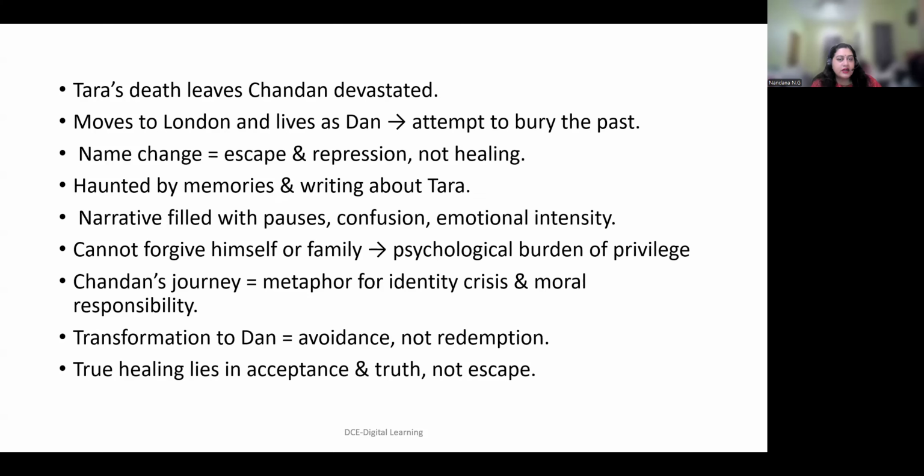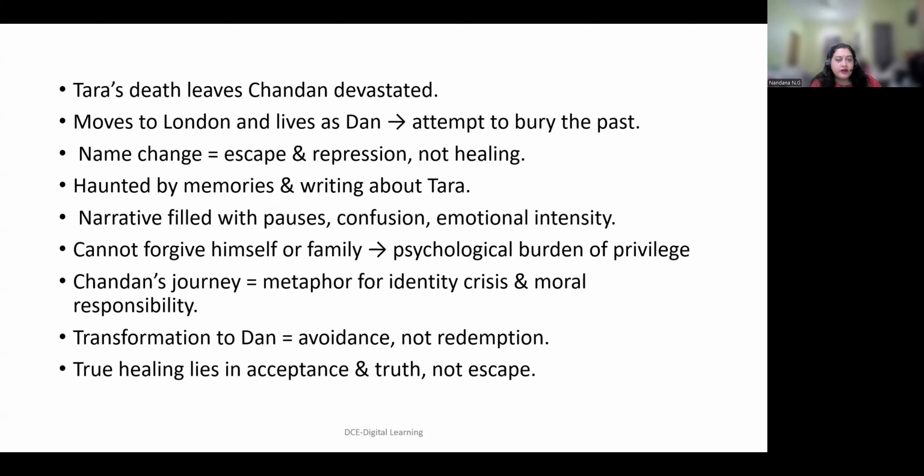Tara's death leaves Chandan devastated. He moves to London later after Tara's death and lives as Dan. It is an attempt to bury the past. His name change from Chandan to Dan is nothing but an attempt at escape and repression, not healing. He is haunted by memories and writes about Tara.